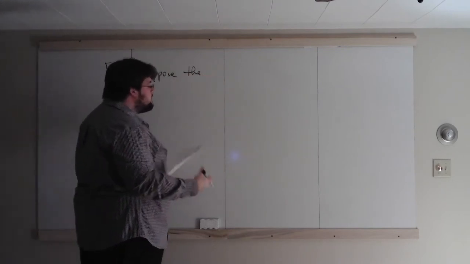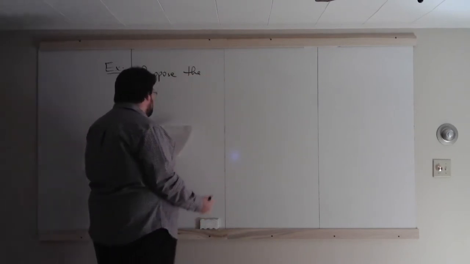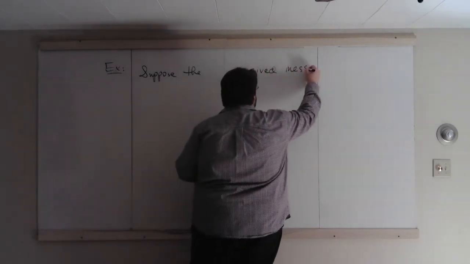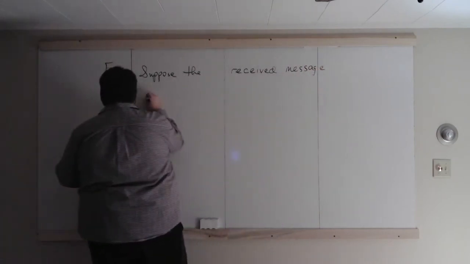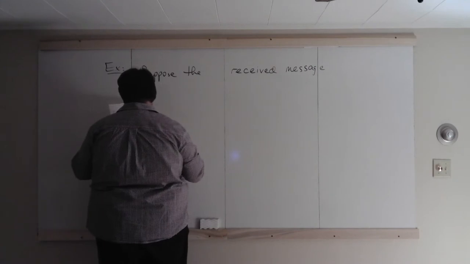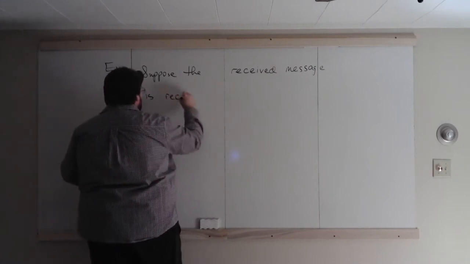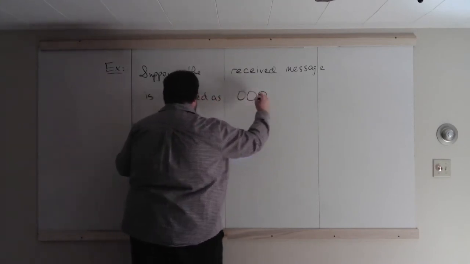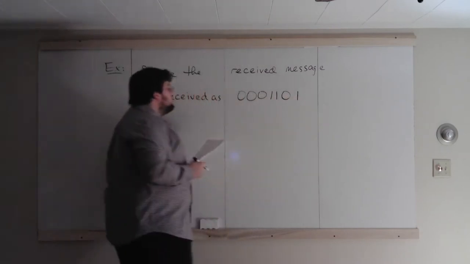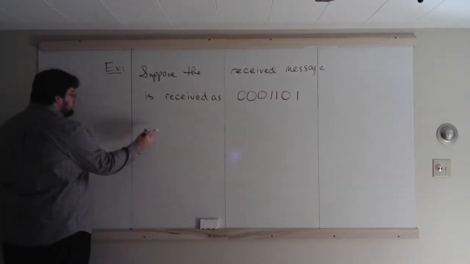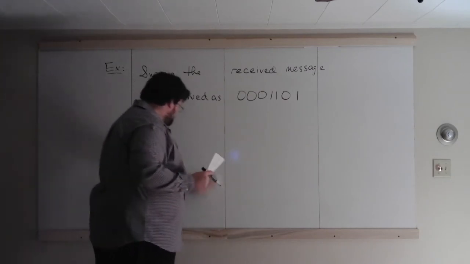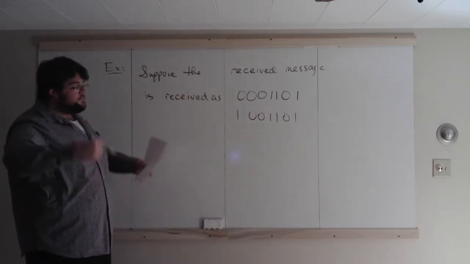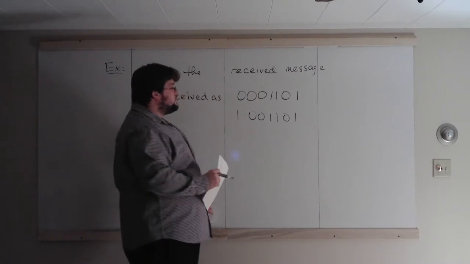So suppose for some reason in transmitting this encoded information, the received message is received as 0001101. So remember how we encoded that. We encoded it as 1001101. So just from the work we already did, we know that there's an error in position 1.